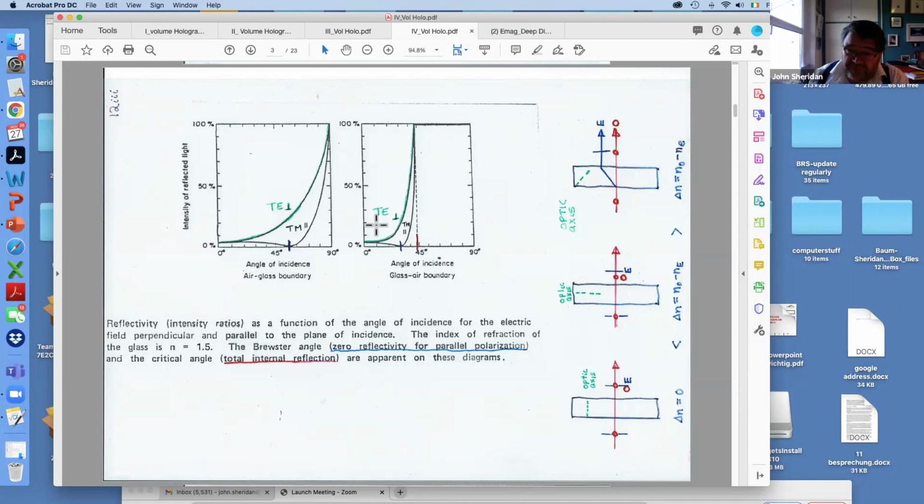Effectively, if we were to plot out the coefficients themselves, we'd see here that in the TM case, we actually have a change in sign. So we have a phase shift here of 180 degrees, a sign change.